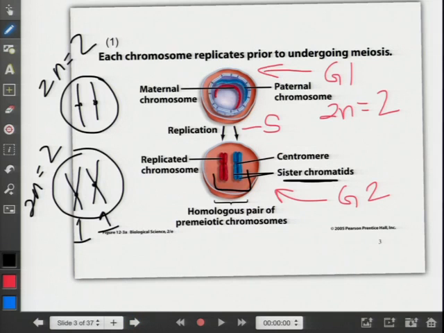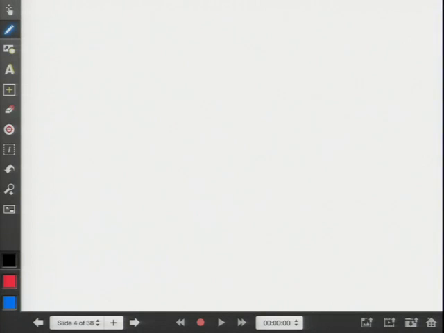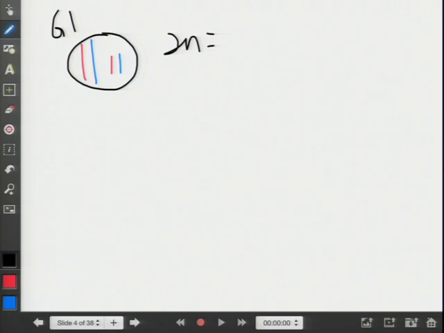Okay, before we do that, let's do this. So if I drew this cell in G1, and we'll give them their little centromeres, and I made them different sizes so we can follow them, what would 2n equal? You guys are the best. And again, red will pretend to be our maternal, and blue our paternal, way back when.